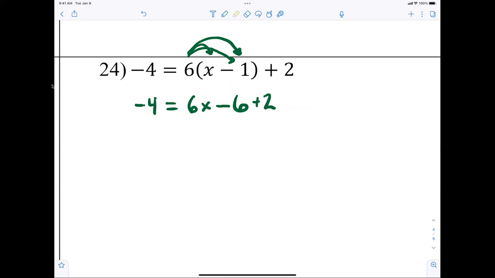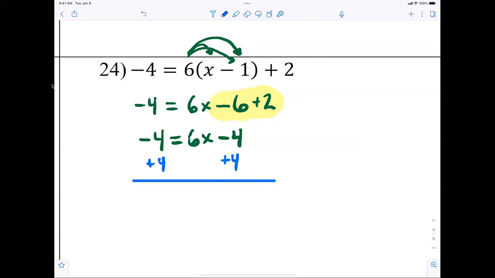All right, now what can I do? With? Yes. And what is that? Nope. Because that 6 is -6, right? So what's -6 plus 2? Yes, ma'am. Now what do I do? Undo the subtraction. Plus 4. Thank you. So now what's -4 plus 4? Yes. So I have 0 equals 6x. Now what do I do?